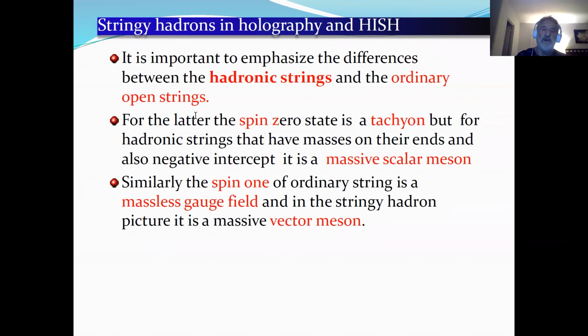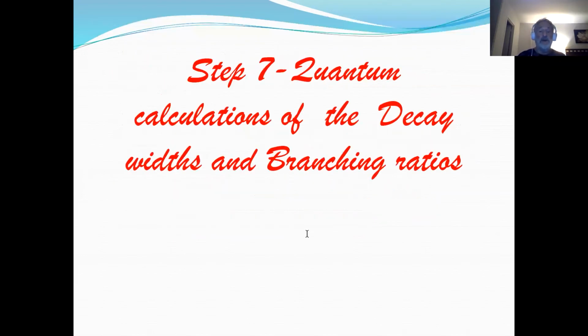there is a big difference between this hadronic string that I'm describing and an ordinary open string. For instance, as I said, the spin 0 is not a tachyon, but rather a massive scalar meson, and similarly, the spin 1 is not a massive gauge field, but rather a massive vector meson.